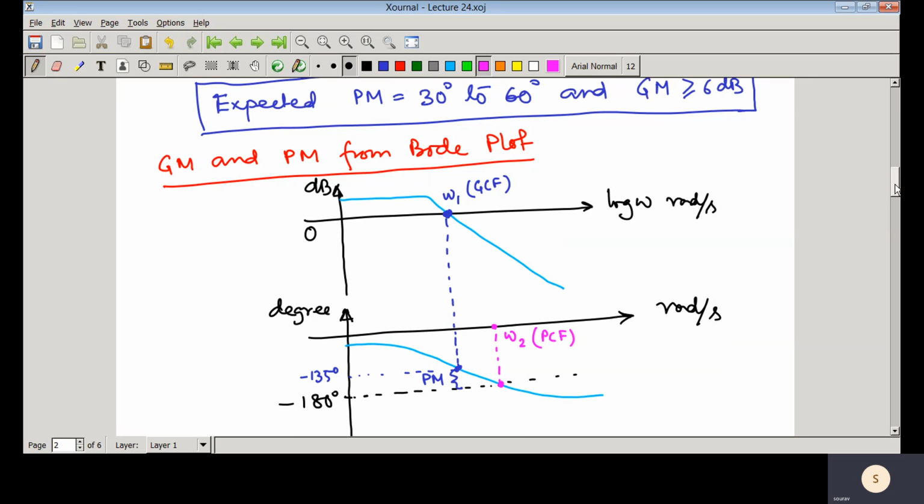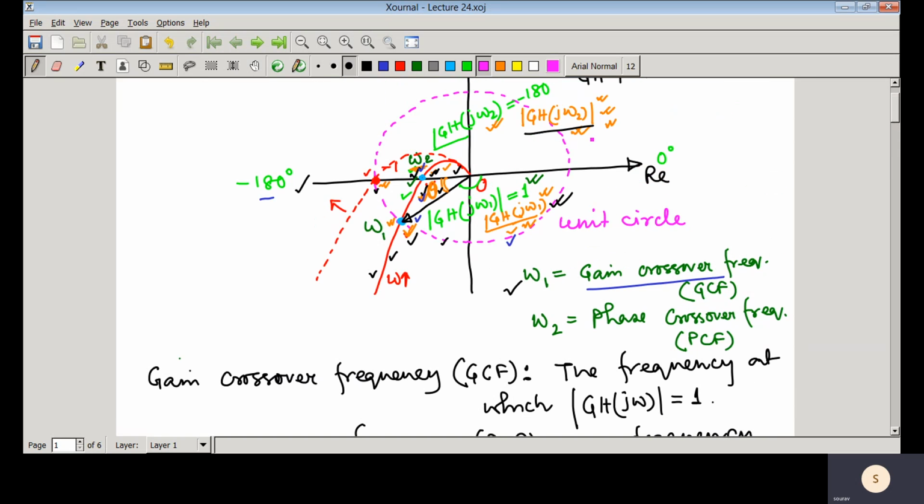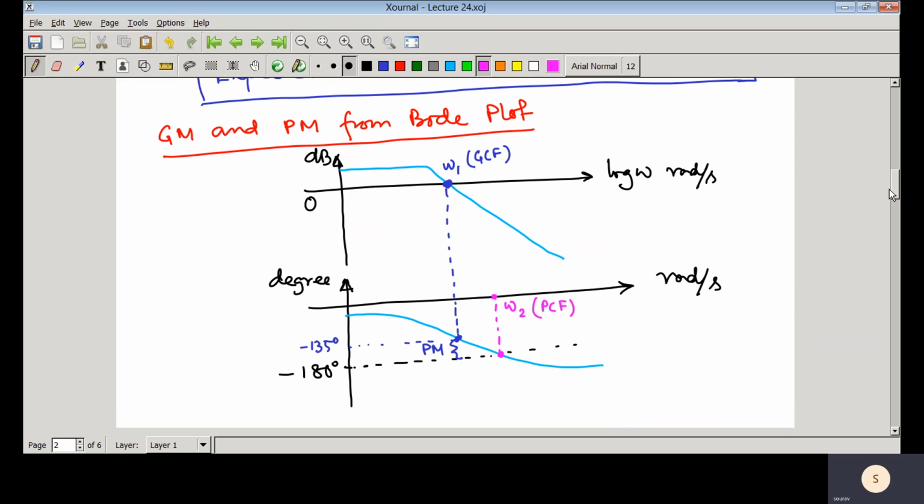And at phase crossover frequency, if we just take that reciprocal of that one, 1 by j omega 2. So that means here we can see that from Bode plot. So this is that value. That means if we just add to that one, then it would be equal to 0 dB. That means that gain would be equal to 1. So this is actually that gain margin.